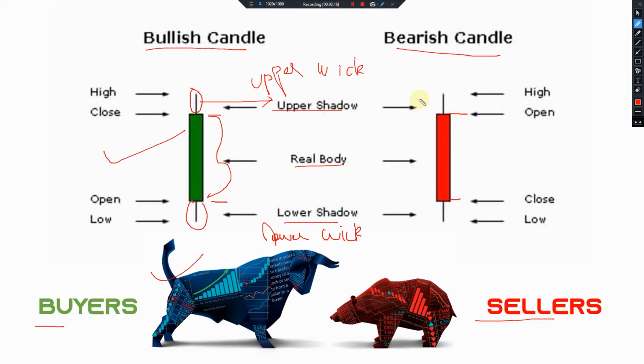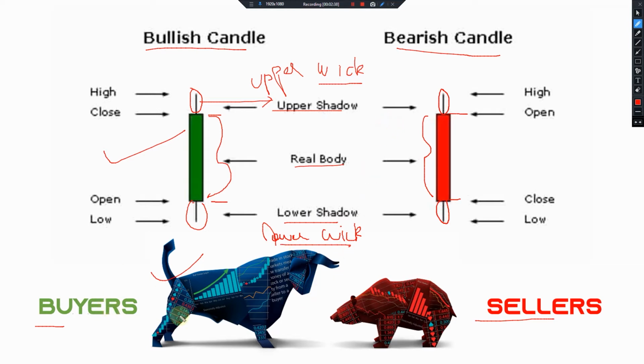We'll see in details in the next slides, but just for this slide, just know that this upper thin line is called the shadow or wick, and this is called the body, and lower shadow or this small thin line is called the lower shadow or lower wick.